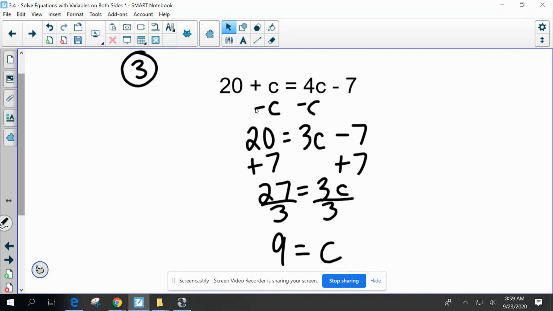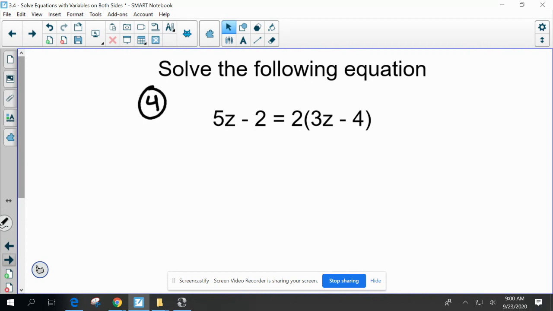Okay, number 4. So a little more complicated. We have variables on both sides of the equal sign, and we have some parentheses there that we have to distribute before we can start. So that's what I have to start with, doing distributive property on the right. On the left, I'm just going to carry that down. Nothing's going to change on the left yet. And then I need to distribute that 2. So it would become 6z minus 8.